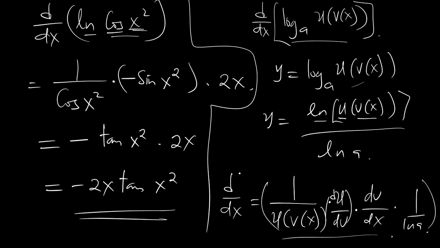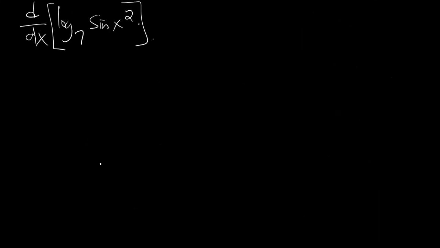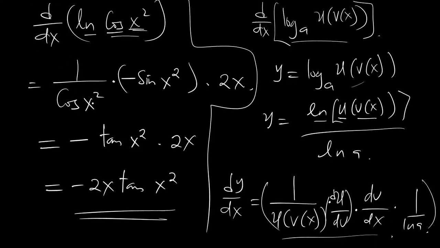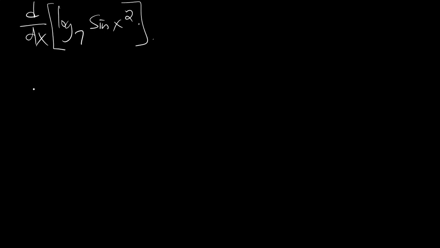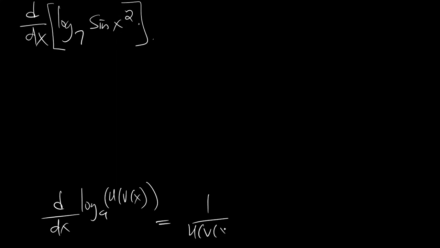So this is y. So let's now look at it. We will now say, let me just write it down here. The derivative of log to base a of u of v of x will give you 1 all over u of v of x times 1 all over ln a times du dv times dv dx.